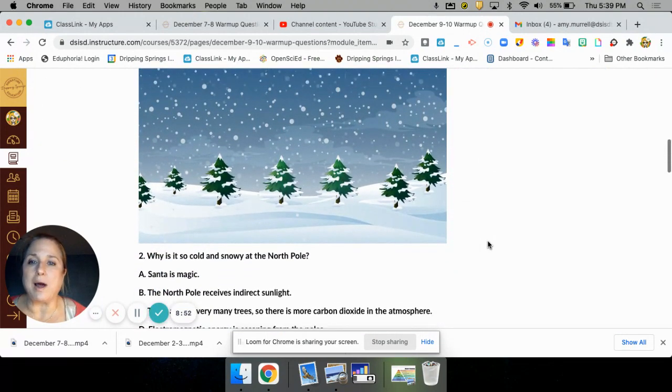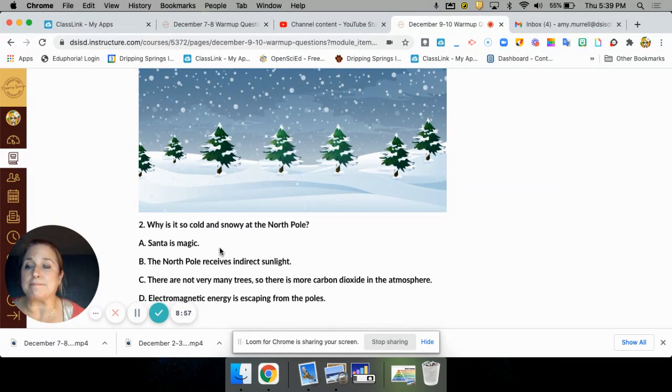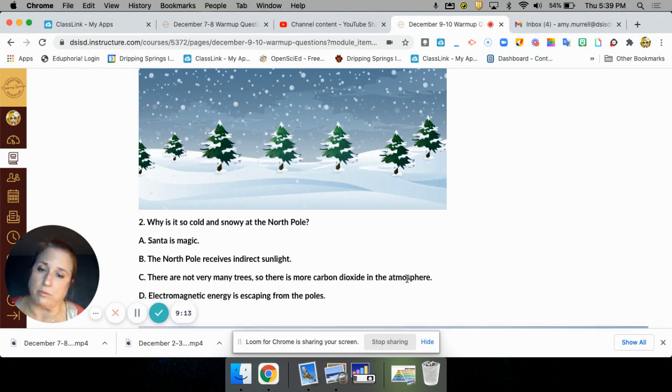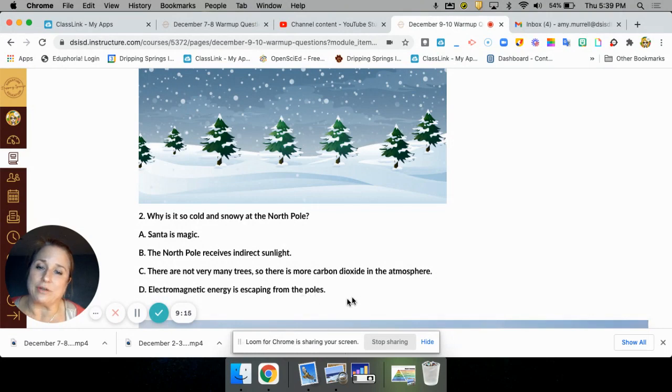Next question. Why is it so cold and snowy at the North Pole? Well, yes, Santa is magic, but that's not why it's cold and snowy. And no, there are not very many trees because it's further north in the tundra zone. But there's still a lot of carbon dioxide in the air because of global warming. Electromagnetic energy escaping from the poles was a sciencey answer provided by Mr. Cook. The answer is cold and snowy because the North Pole receives indirect sunlight. Indirect sunlight equals colder air and water.